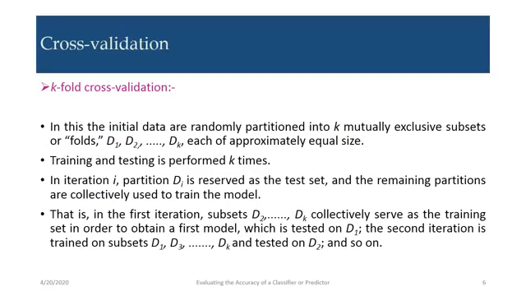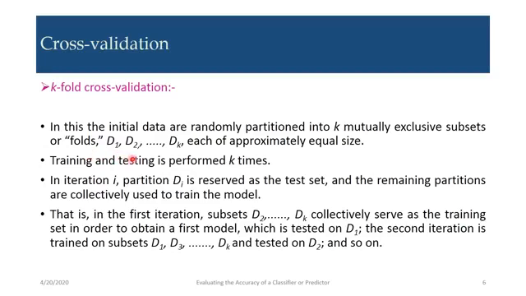Next technique is cross validation. Now, in cross validation, first we will discuss k-fold cross validation. In this, the initial data are randomly partitioned into k mutually exclusive subsets or folds. Suppose in our data set D, we have n data tuples. Those n data tuples can be mutually partitioned into k mutually exclusive subsets.